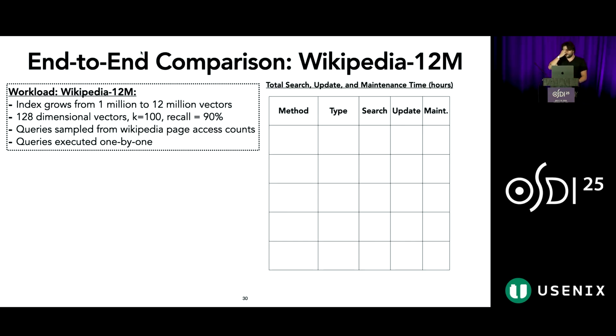So to begin, let's discuss our comparison on this Wikipedia workload, which we derived from the growth of Wikipedia pages over time, where there are embeddings for each of these Wikipedia pages. In this case, the index is growing from 1 million vectors to 12 million vectors over the course of the workload. The vectors are 128 dimensions, and each query tries to find the top 100 nearest neighbors for a recall target of 90%. And here the queries are sampled according to Wikipedia page access counts. So this allows us to benchmark our algorithm in the context of skew. And the queries here are executed one by one.